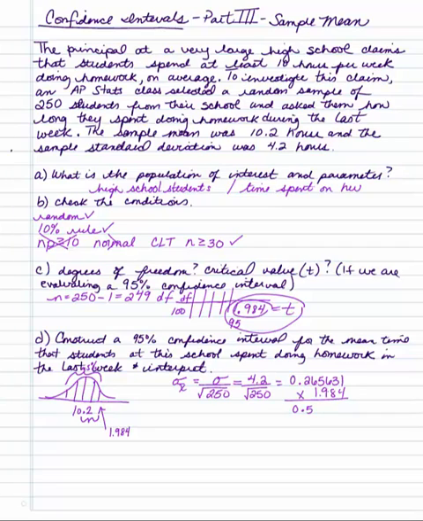Which is going to give us about 0.527. So I've got to take my mean, and I want to go up by 0.527, and I want to go down by 0.527. So around 9.67 to 10.73 is our confidence interval.